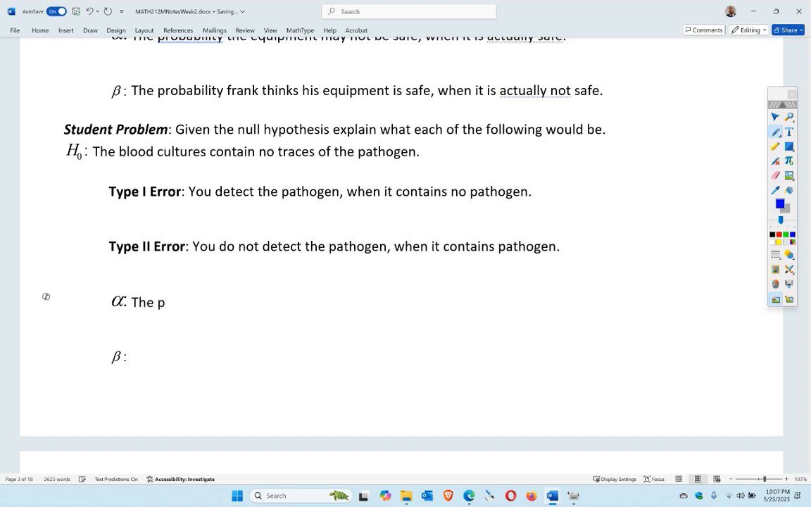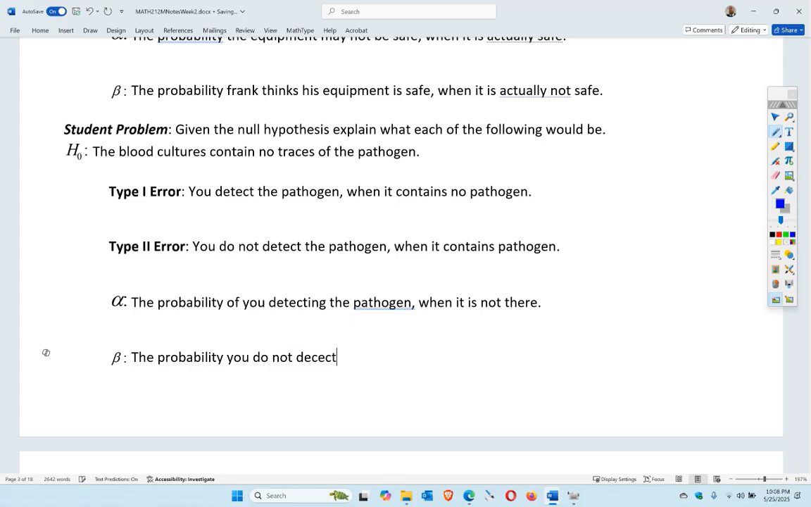So the probability of you detecting the pathogen when it is not there. The probability you do not detect the pathogen when the pathogen is there.